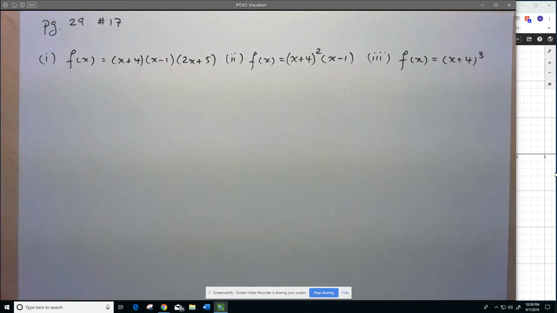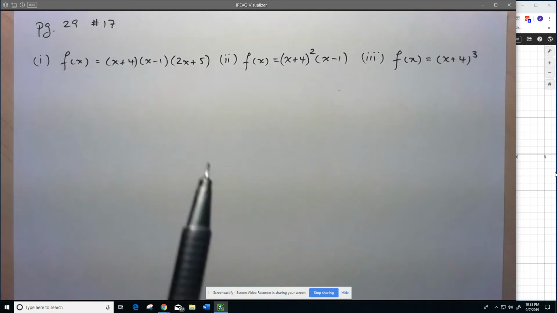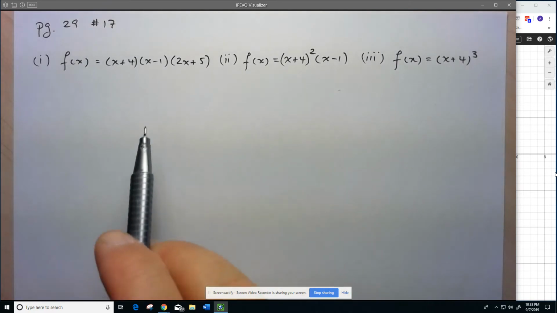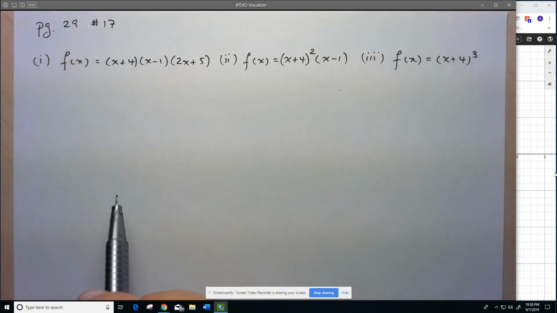Hi folks, we're going to take a look at page 29, number 17. Here they ask us to first determine what type of polynomial function each of the following is. We see something a little different. Instead of having these polynomials in standard form, it looks like those polynomial expressions have been factored. So let's see if we can figure out what type of polynomial this is.